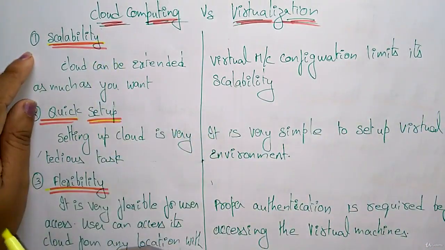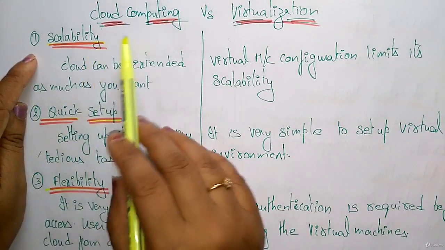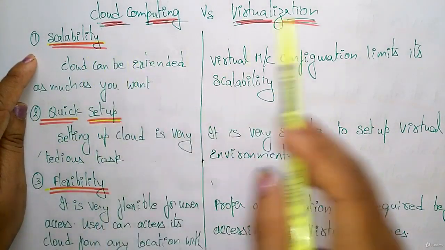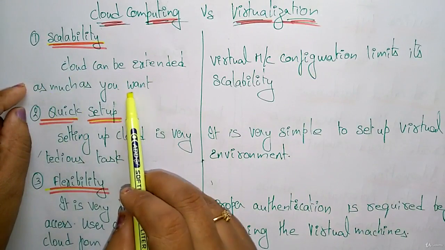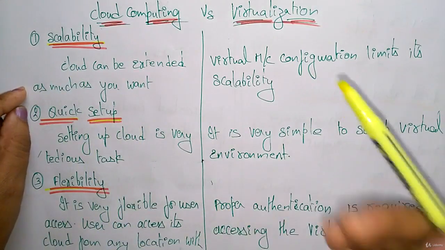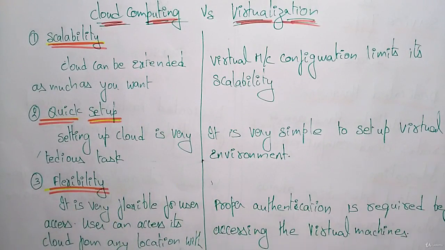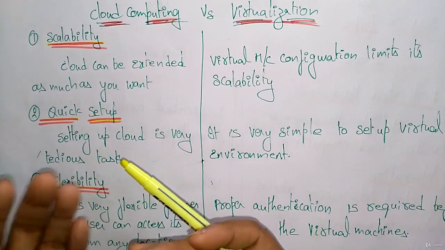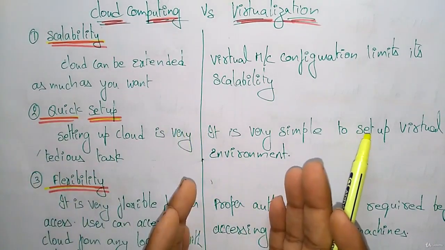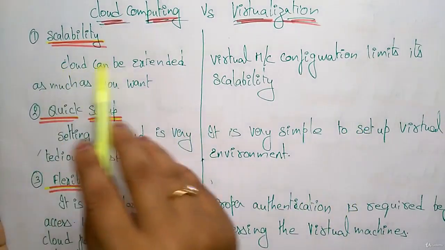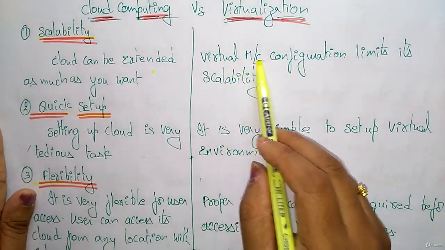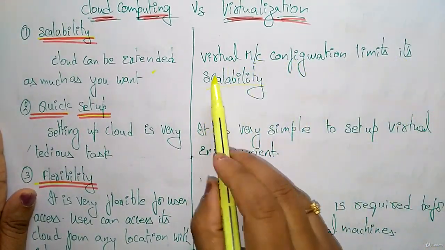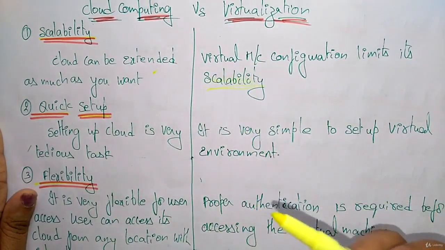Now let's think about scalability. What is the advantage of scalability in cloud computing and in virtualization? In the cloud, scalability can be extended as much as you want. You can extend the capacity size and the memory size. It is pay as you go: how much you use, for that you pay. If you use less, you pay less. Whereas in virtualization, the virtual machine configuration limits its scalability. There is a limitation in the scalability.